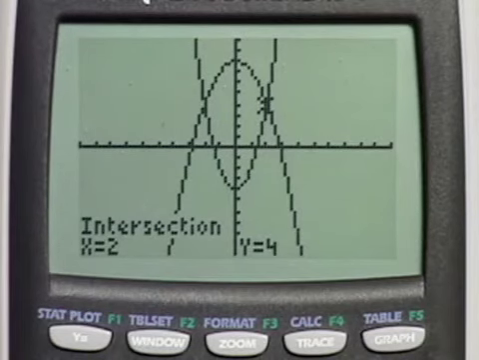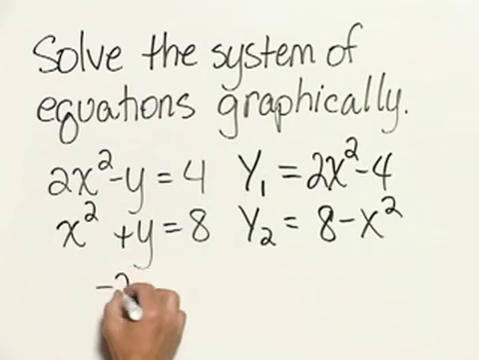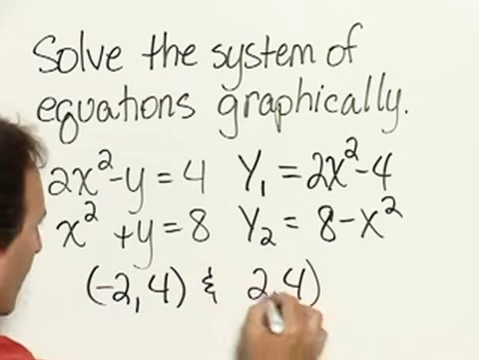So now let's write those solutions on the board. We have the point of intersection negative 2 comma 4 and the point of intersection 2 comma 4.